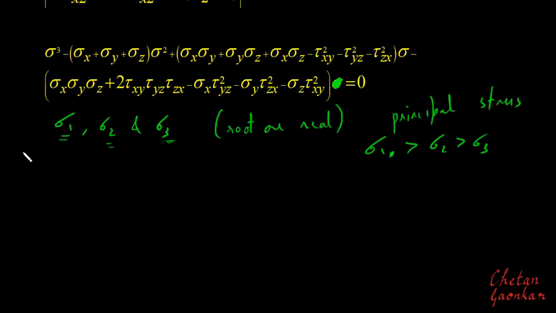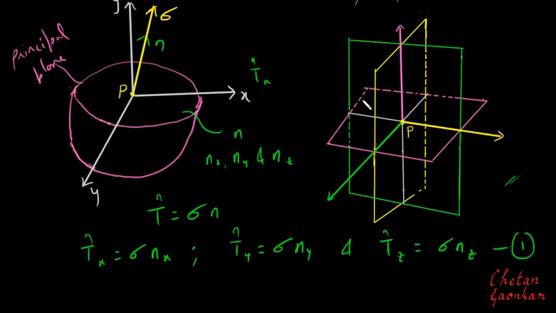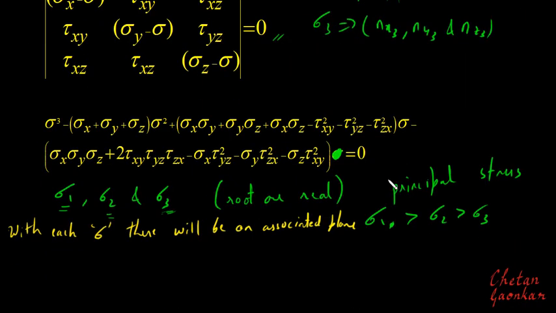So just to make one statement, what I can write is, with each sigma there will be an associated plane, right? We saw that with each sigma there will be one plane. Suppose this is for sigma 1, this plane will be for sigma 2, this green plane will be for sigma 3. So with each sigma there will be an associated plane.